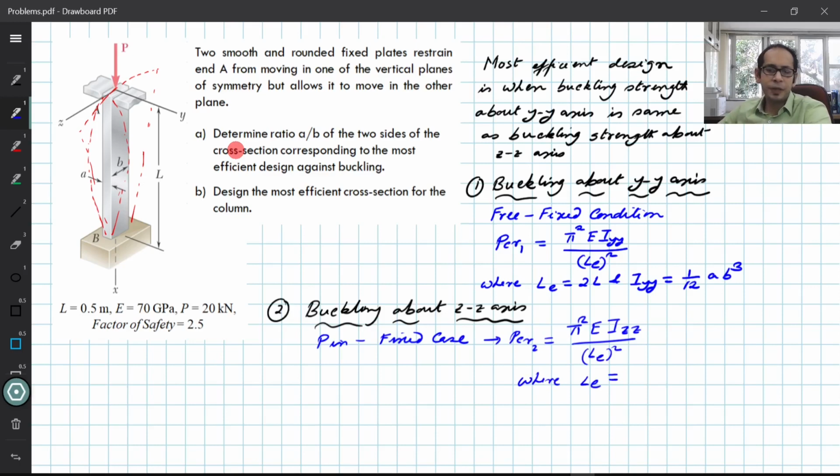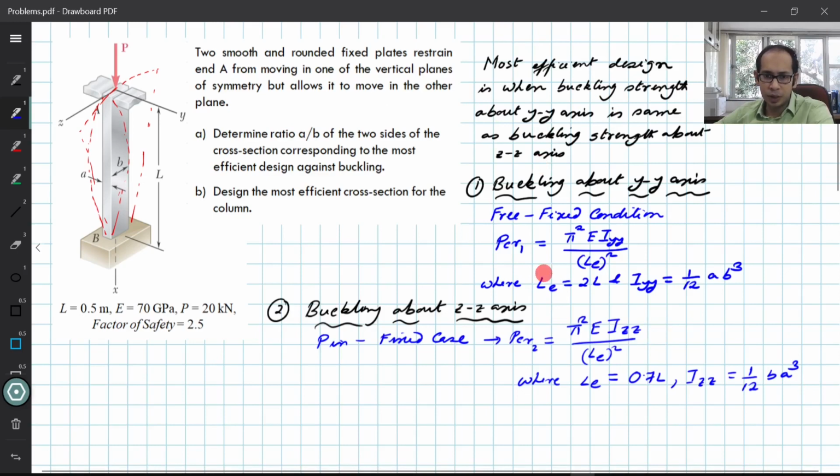Remember, for the pin fixed case the LE is 0.7 times L, and in this case your IZZ is going to be 1 over 12 B times A cube. So now, as I said, for the most efficient design we will have the buckling strength about the YY axis the same as about the ZZ axis.